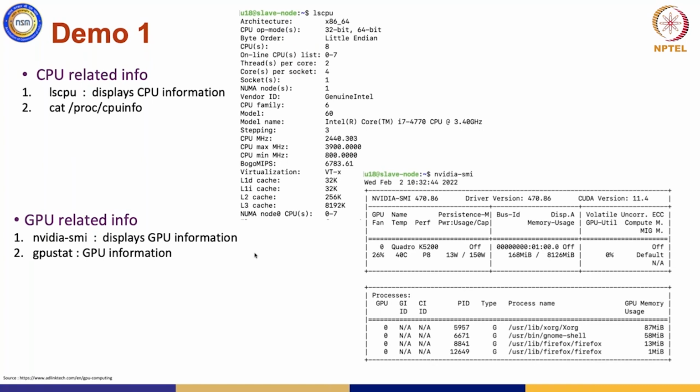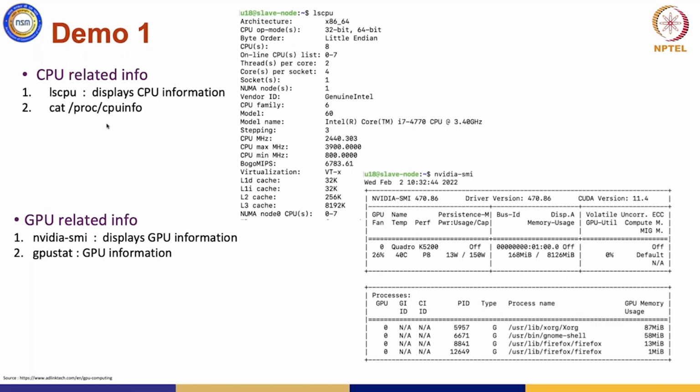We are trying to work on a CPU. It might be a multi-core CPU, and then you can work on different types of GPUs. So let us try to do a hands-on with these two commands written here. If you want to gather CPU related information, there is something called lscpu, which displays the CPU information, and then you have cat /proc/cpuinfo. These two are going to give you the information about the CPU configuration of your system.